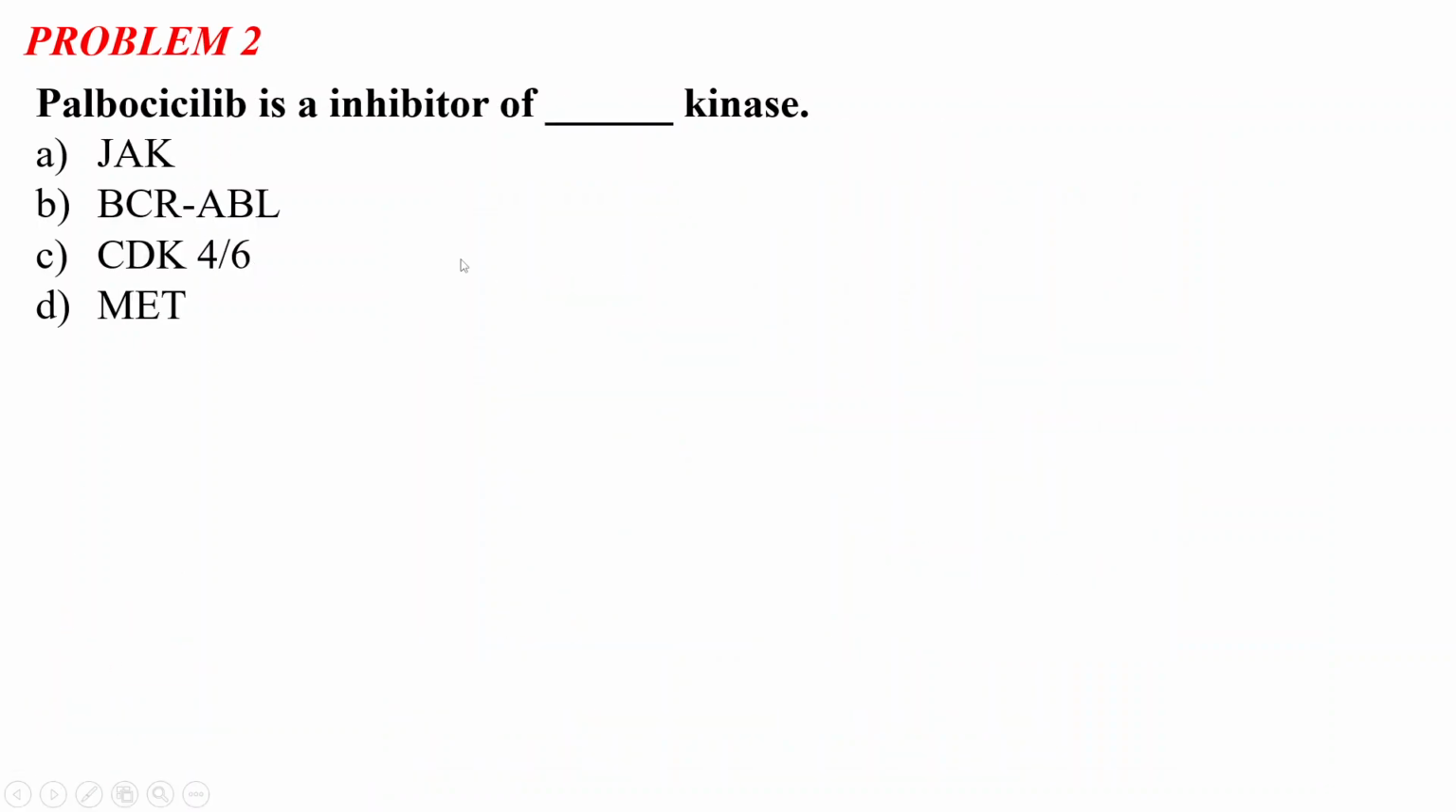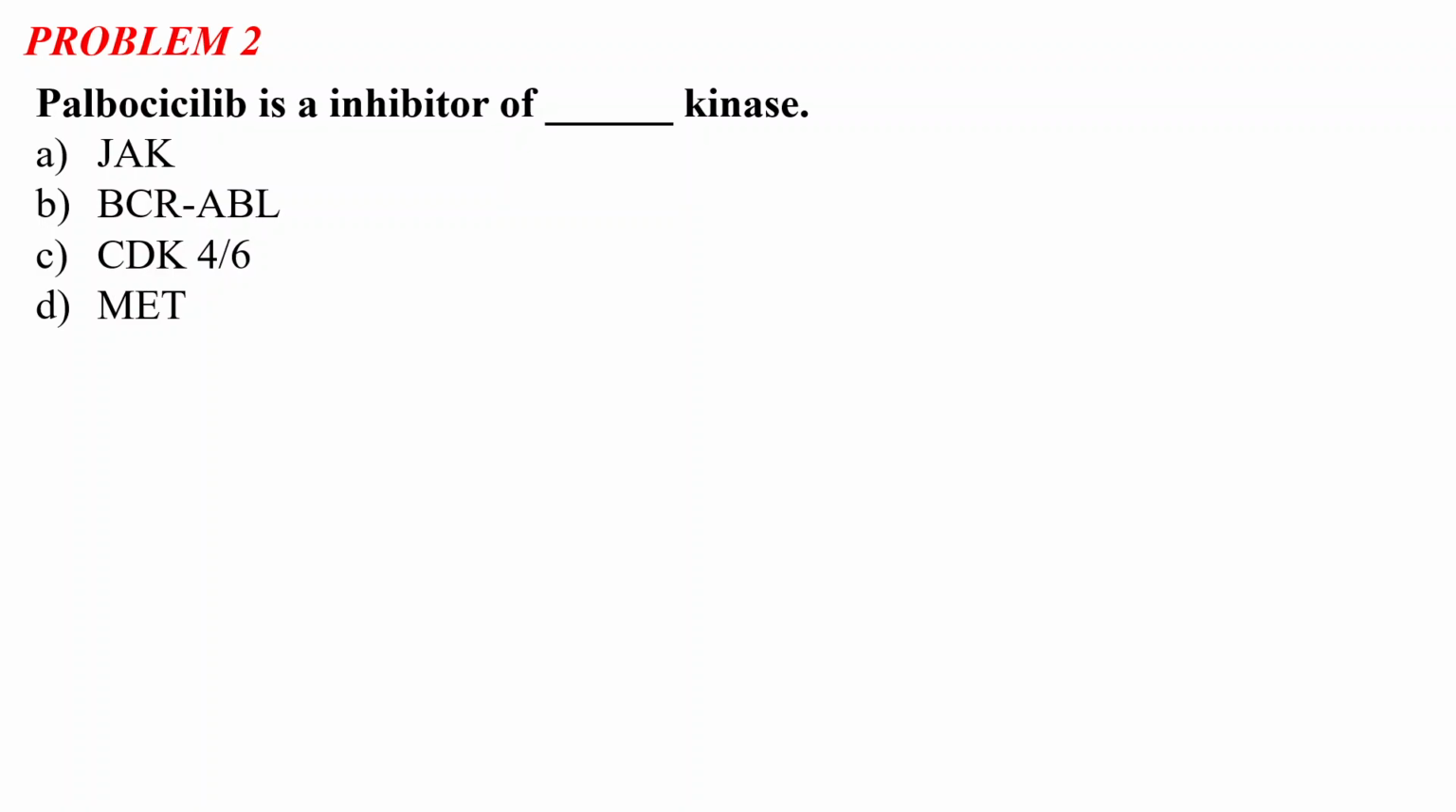Problem number 2 says that palbociclib is the inhibitor of dash kinase. The options are: A, JAK kinase; B, BCR-ABL kinase; C, CDK4/6 kinase; and D, MET kinase. So you have to identify what kind of kinase this drug palbociclib inhibits. Actually, kinases are a very important kind of enzyme, which basically transfers a phosphate from ATP to a protein or lipid.